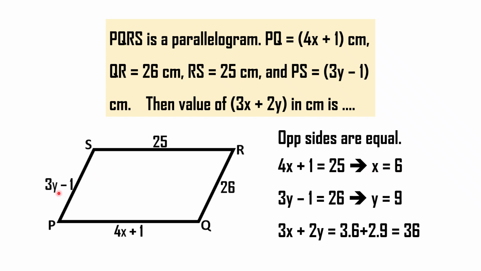3y minus 1 equal to opposite 26. So 3y minus 1 26, minus 1 you take to that side. So minus 1 ওইদিকে গেলে 26 plus 1 27. So 3y 27, y equal to 9. So x equal to 6, y equal to 9. So 3x মানে 3 into 6 plus 2y মানে 2 into 9, 18 plus 18, 36. So the value is 36.